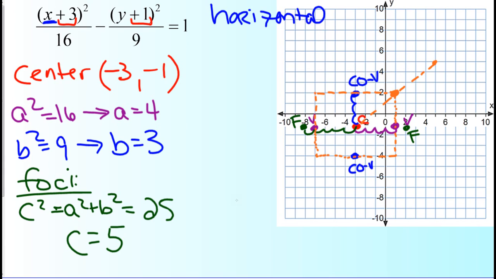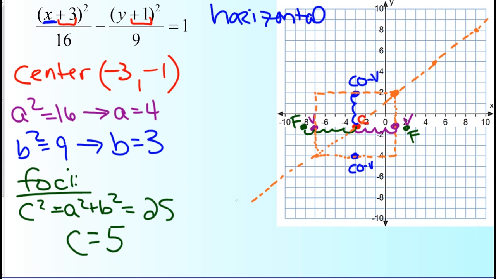I'm going to count up 3 and over 4 again, just because I have enough room on this graph. Right, so I'd be up there. And then I go backwards. I have to do the same thing. So I'm going down 3 to the left 4. I'm actually going to run off my graph here, so that can just be kind of sketched and eyeballed.